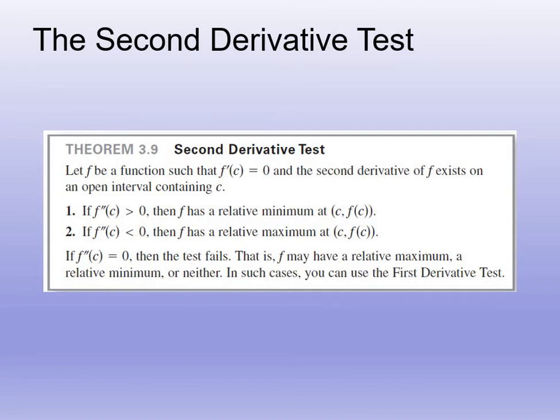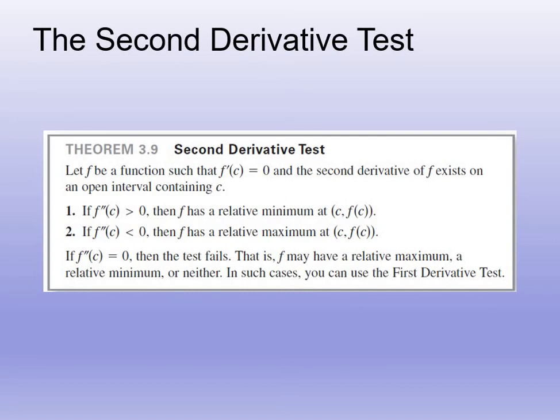So let's look at theorem 3.9. We're going to look at the second derivative test. It says let f be a function such that f prime of c is 0 and the second derivative of f exists on an open interval containing c. So that's the important part. The second derivative does have to exist for this to hold true. When we write this down, it says if f double prime of c is greater than 0, then f has a relative minimum at c, f of c.